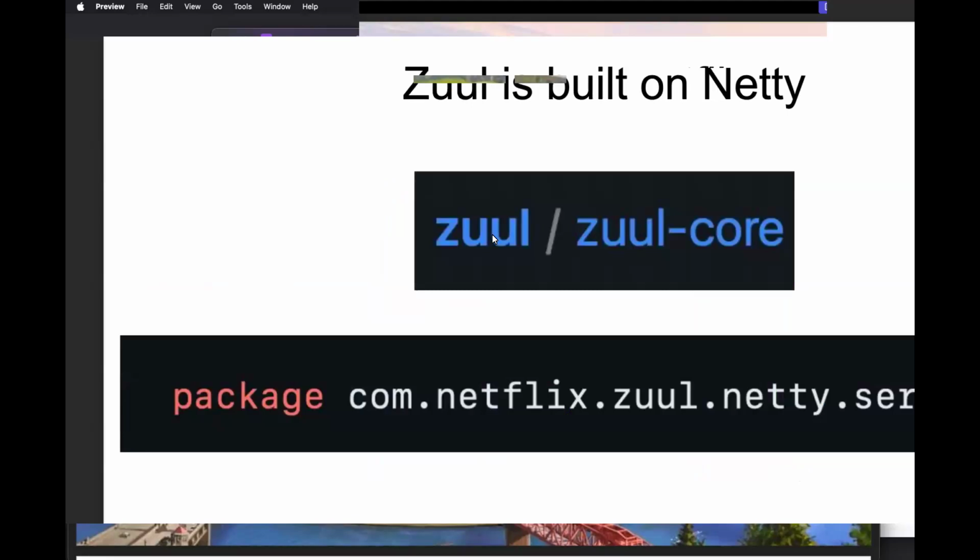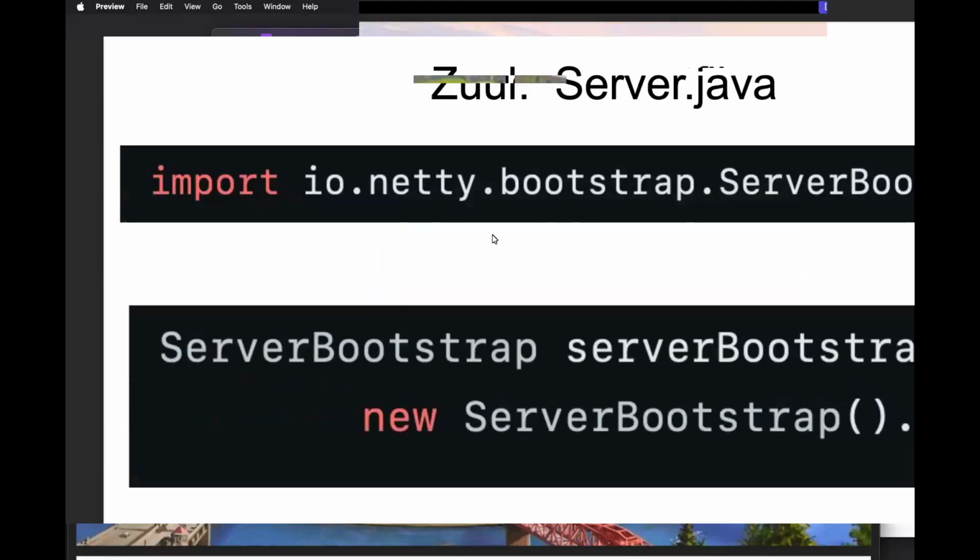And so the Zuul software is actually open source. You can find it all on GitHub. It's kind of an interesting case study of how to build new capabilities above and beyond Netty. But fundamentally, if you go to the Zuul project on GitHub, you can find one of the main classes is called Server.java. Zuul is a server, started up, and it listens on port numbers.